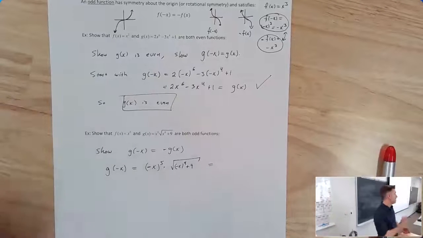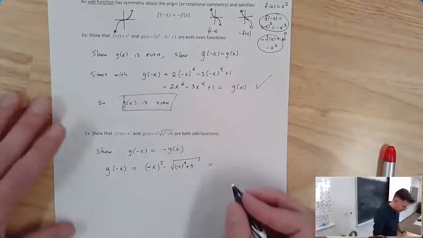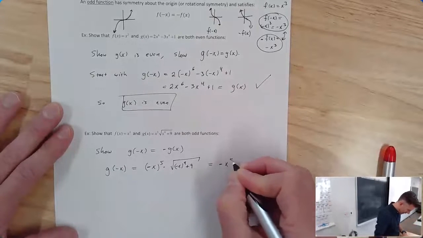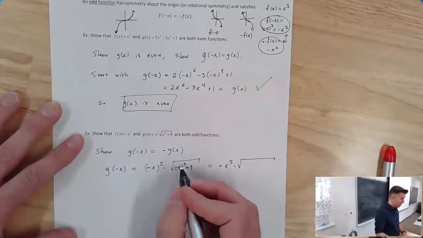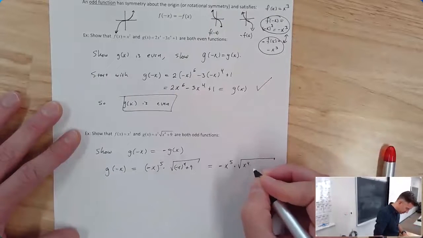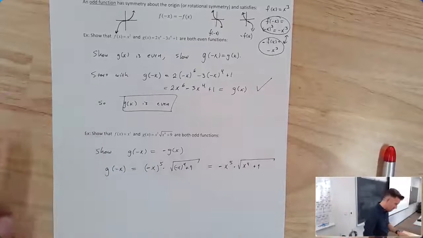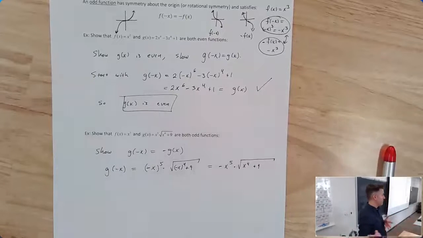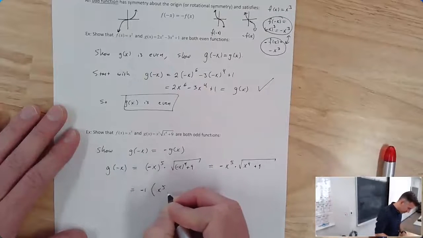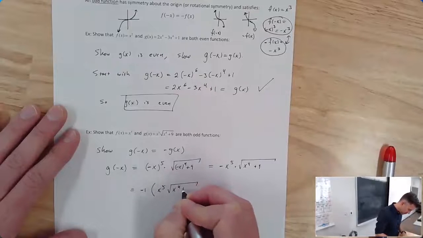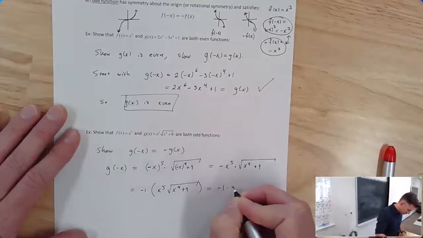And then negative x to an odd power is negative x times negative x times negative x times negative x times negative x, which is going to end up being a negative overall, because I have a negative number multiplied by itself an odd number of times. So that's going to be negative x to the fifth times the square root of, well, negative x to the fourth is positive x to the fourth, plus 9. Some people then just like to factor out a -1 and say this is equal to -1 times the remaining stuff, and that is equal to -1 times x to the fifth times the square root of x to the fourth plus 9, which is equal to -1 times g of x.